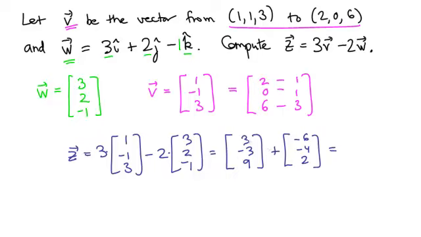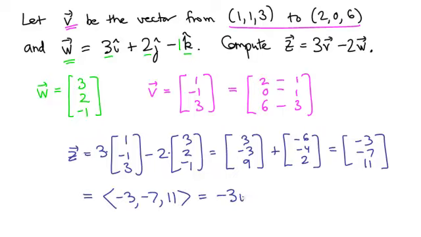So I add across the rows. 3 plus negative 6 is negative 3. Negative 3 plus negative 4 is negative 7. And 9 plus 2 is 11. So that tells me that the vector z is -3, -7, 11. Or in its row component form, -3, -7, 11. Or if you'd prefer the standard basis, -3i, -7j, plus 11k. And so there's the vector z.